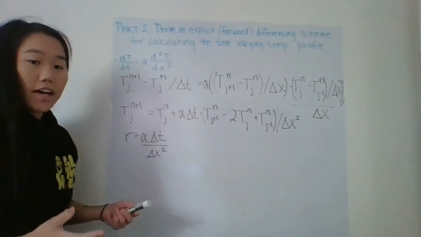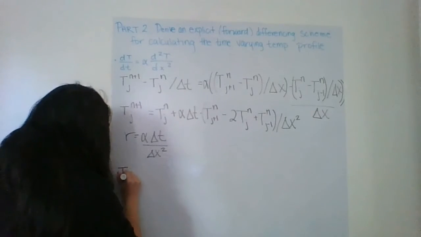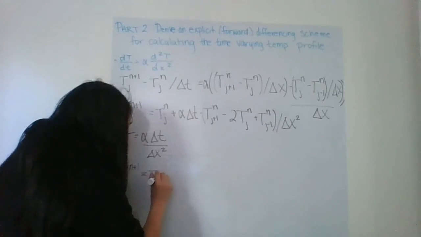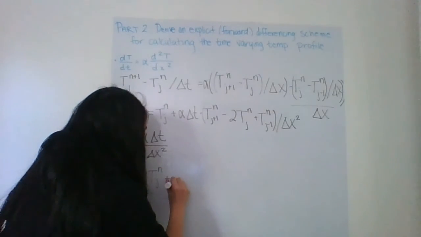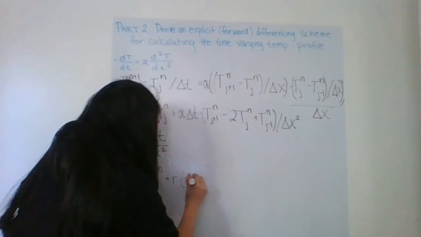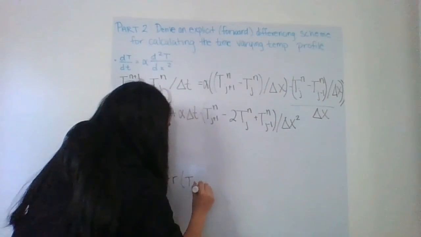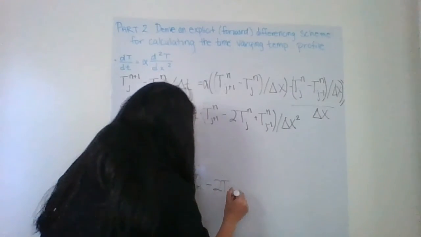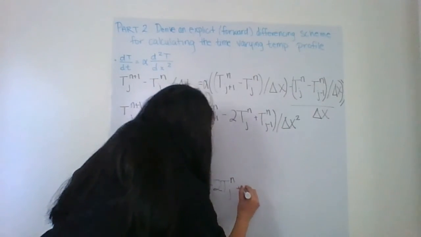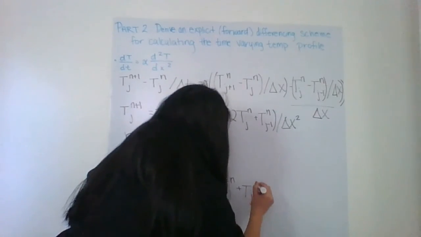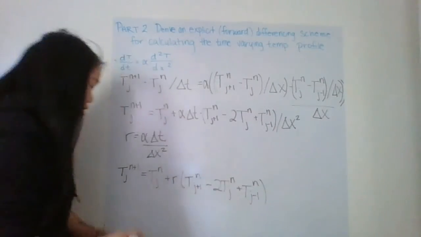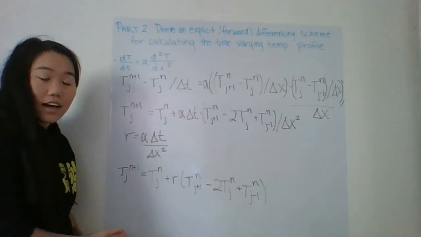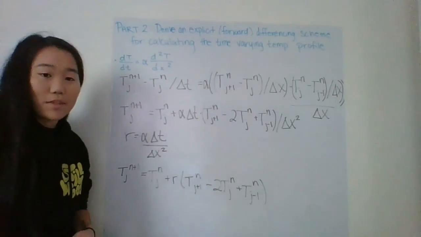And so then we get T at position j at n plus 1 equals T at position j at n plus r times T at position j plus 1 at n minus 2T at position j at n plus T at position j minus 1 at n, and there we go. This is our equation for calculating the temperature at the next time increment. Thank you.